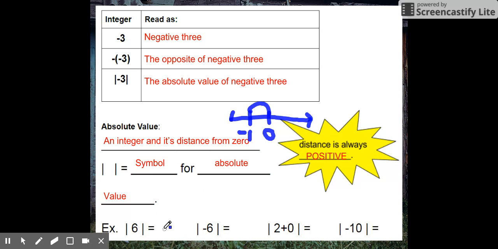So down here, it's just some examples. The absolute value of positive 6 is still going to be positive 6. But the absolute value of negative 6 is also going to be positive 6. And then, let's see, 2 plus 0 is still 2. So the absolute value of 2 is 2. And then the absolute value of negative 10 is 10. Literally, you just take the same number but make it positive. If it's already positive, you keep it positive.